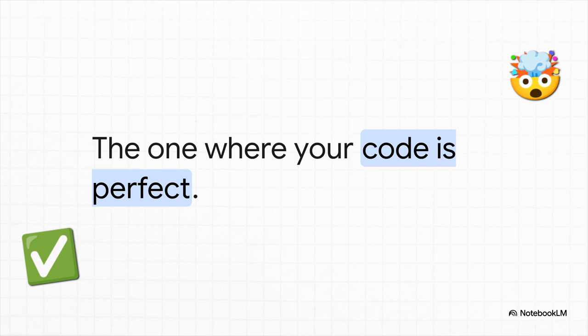Yeah, it's that one. The one where your code is perfect. I mean, you've stared at it for hours, right? You run the debugger line by line. You're 100% sure the logic is flawless. And it still blows up.